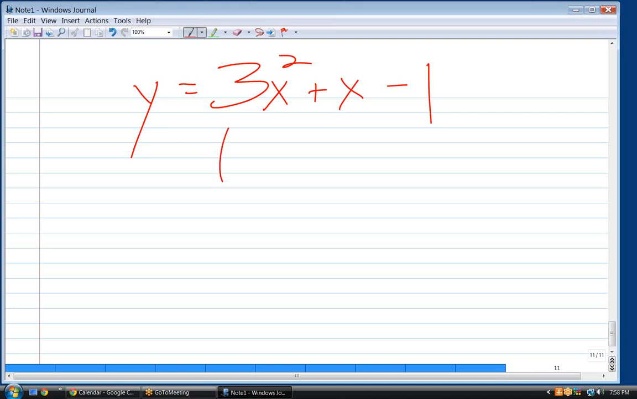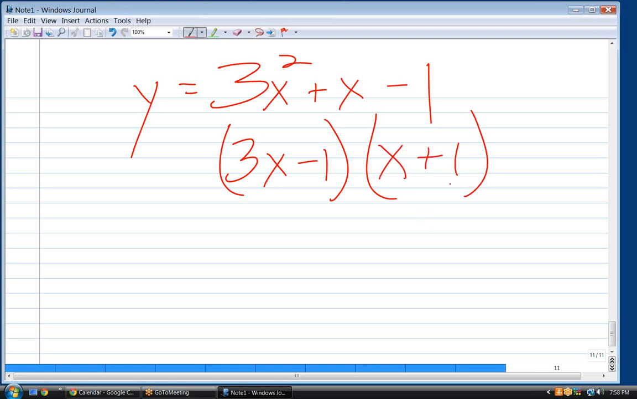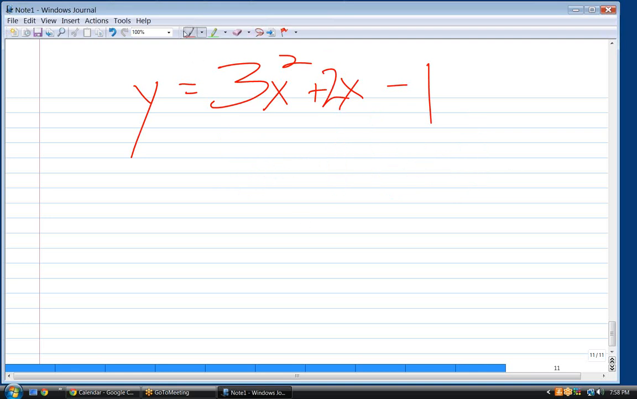Let's see if I've got this right. This is actually very complicated to do. Let me make sure I got the right thing here. If you tried to find the inverse on this, go ahead. First step? x equals 3y squared plus 2y minus 1. Now it gets fun. Now solve that for y.